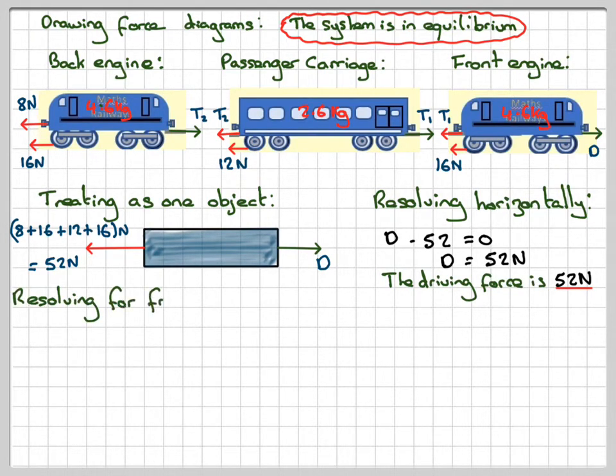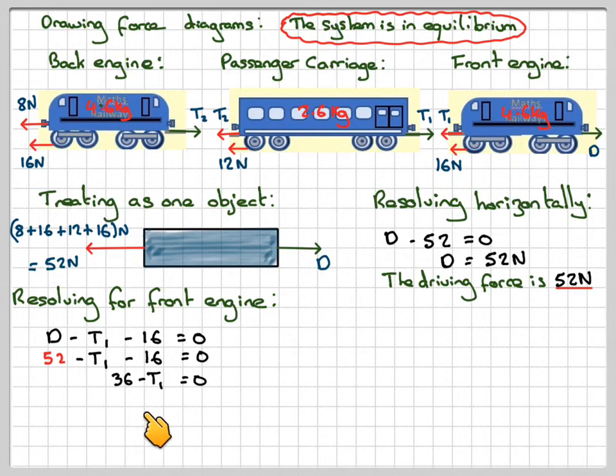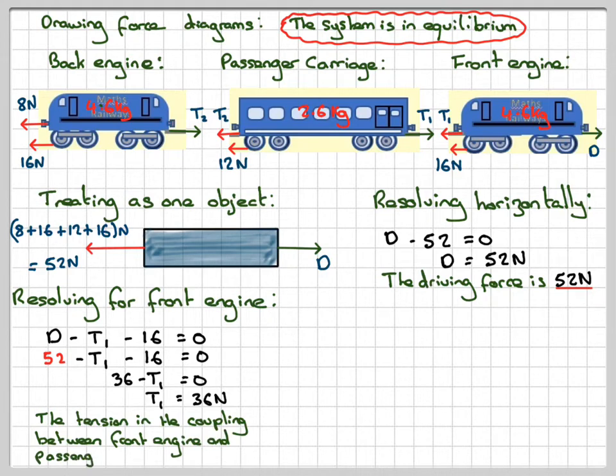So, resolving for the front engine, we've got D minus T1 minus 16 is equal to 0. But we know that D is 52 from here. So we've got 52 minus T1 minus 16 is equal to 0. 52 minus 16 is 36. 36 minus T1 is equal to 0, and therefore T1 will be equal to 36 newtons. So the tension in the coupling between the front engine and the passenger carriage is 36 newtons.